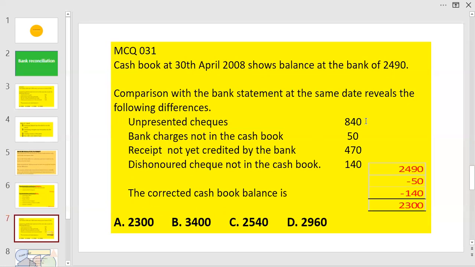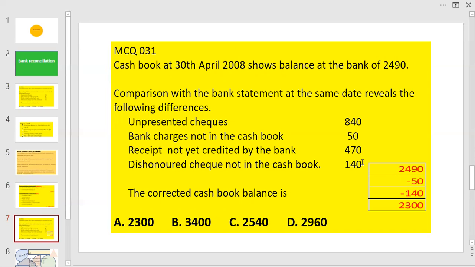They say unpresented check 840, which comes to the first category. Therefore, no corrective entries need to be made. Second one, bank charges not in the cash book, 50. This has to be corrected. So the bank charges account will have to be debited. Bank account will have to be credited by 50. Third one, receipt not yet credited by the bank, 470, which again comes under the first category. No corrective entries need to be made.